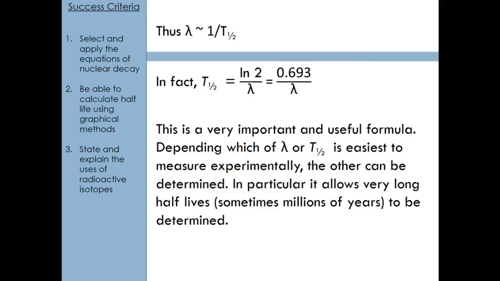Now this formula is really, really useful, because sometimes it is easier to measure the decay constant, and sometimes it is easier to measure the half-life. This allows us to switch between the two depending on which we could actually measure in a sensible time frame. Okay, so half-life equals log 2 by lambda.